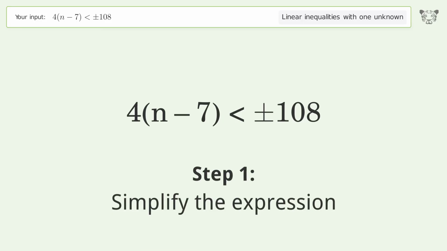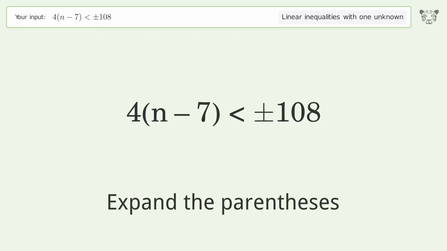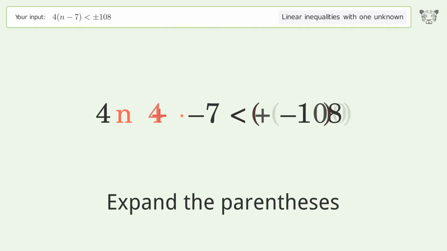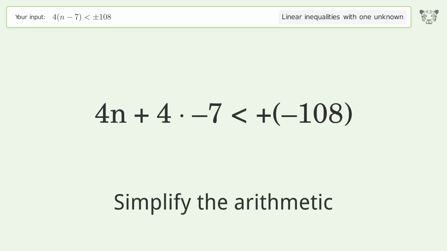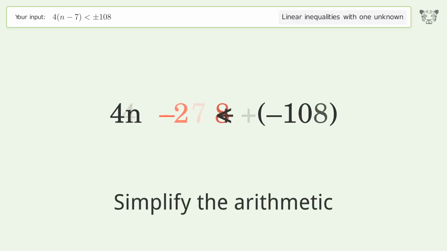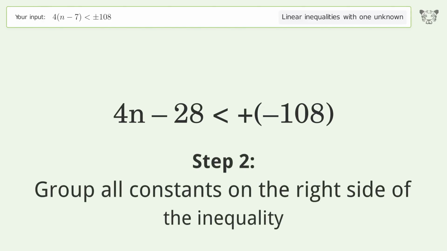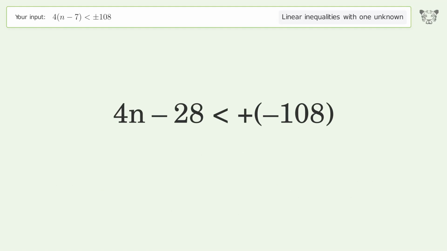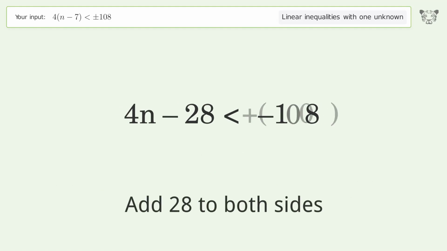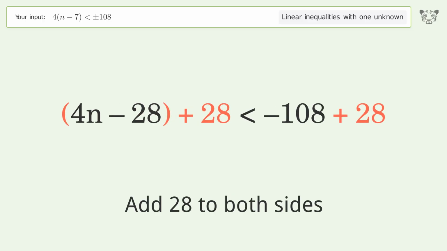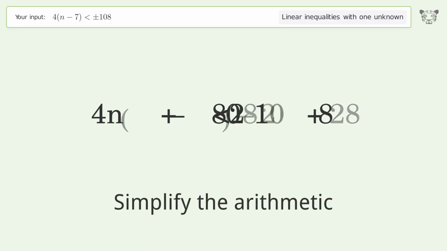Simplify the expression. Expand the parentheses. Simplify the arithmetic. Group all constants on the right side of the inequality. Add 28 to both sides. Simplify the arithmetic.